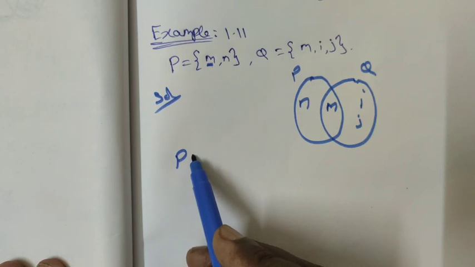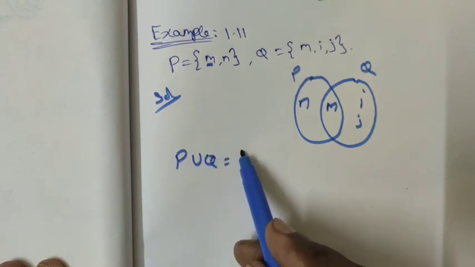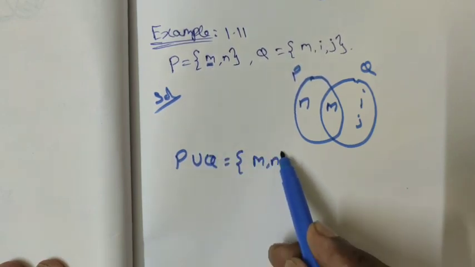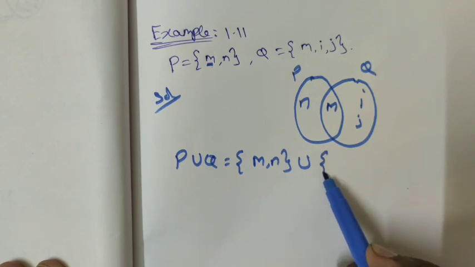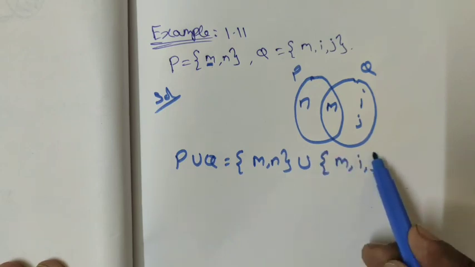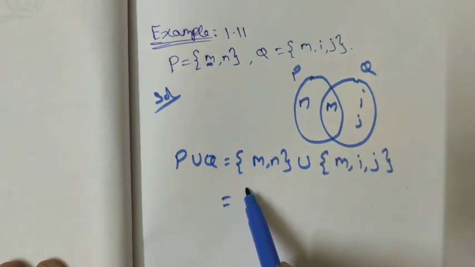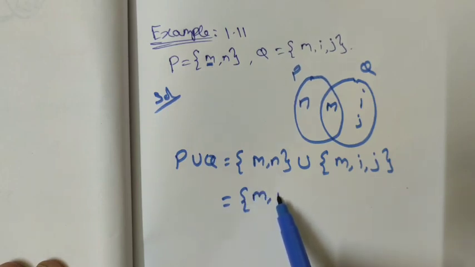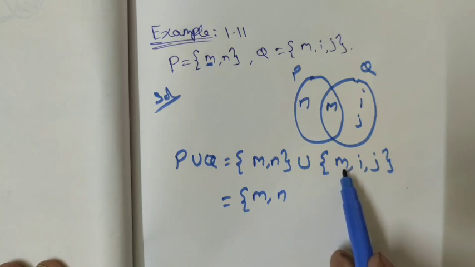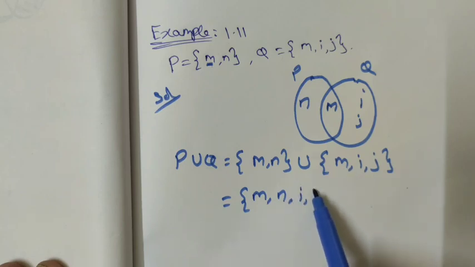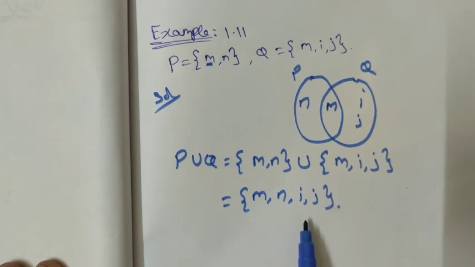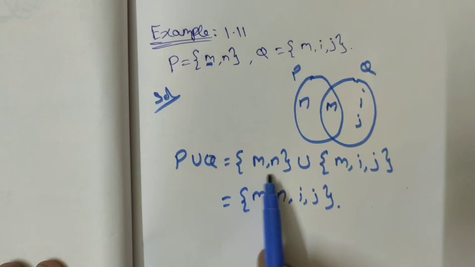So we have to find P union Q. What are the P elements? M, N. Union Q is equal to M, I, J. So union means all together. First write the first set elements and move to the second set. M is already written, so omit it, and then the remaining are I and J. Though repeated elements are not allowed in a set, right? Union means all together, so you write all the elements.